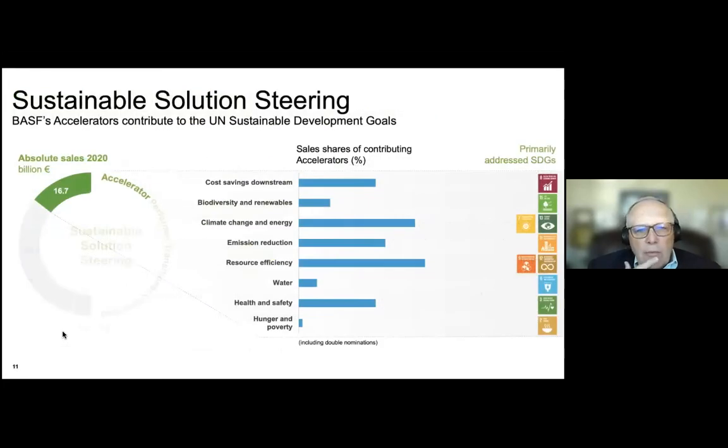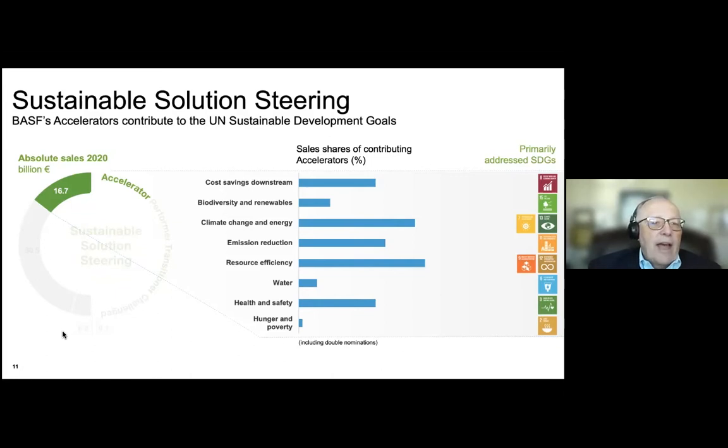Okay, so the criteria that we use are really based on the UN Sustainable Development Goals, and it's a variety. I won't read through all of these, but they include biodiversity, renewables, climate change and energy, and health and safety, which is a particularly important one. And as I mentioned earlier, safe and sustainable really go together. A couple of our plasticizers are under this health and safety category.